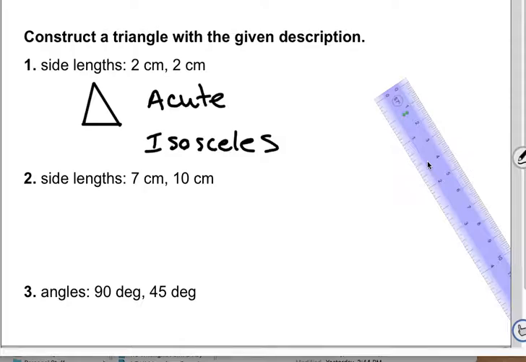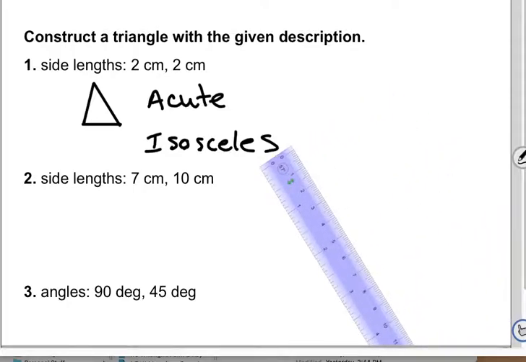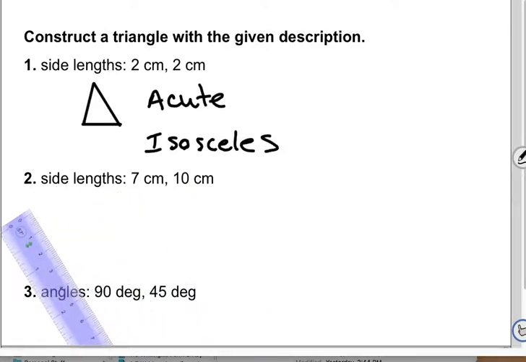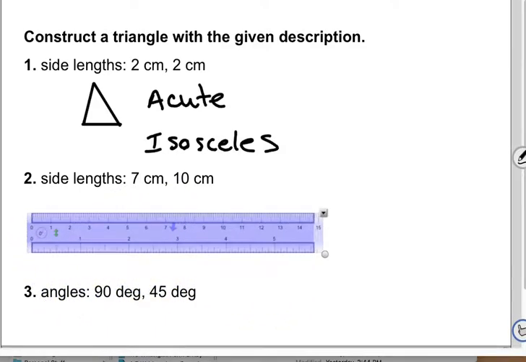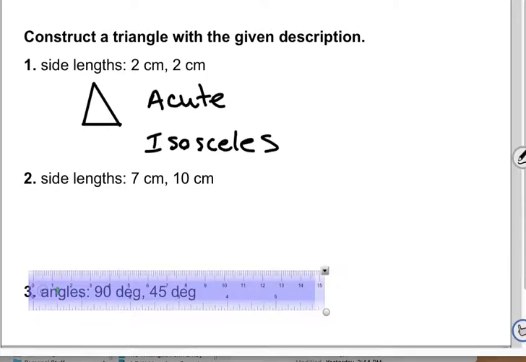Would a right triangle maybe be the easiest with this one? It really would. Okay. Do I have somebody that would like to come and try their hand at creating on the smart board? Glenn.